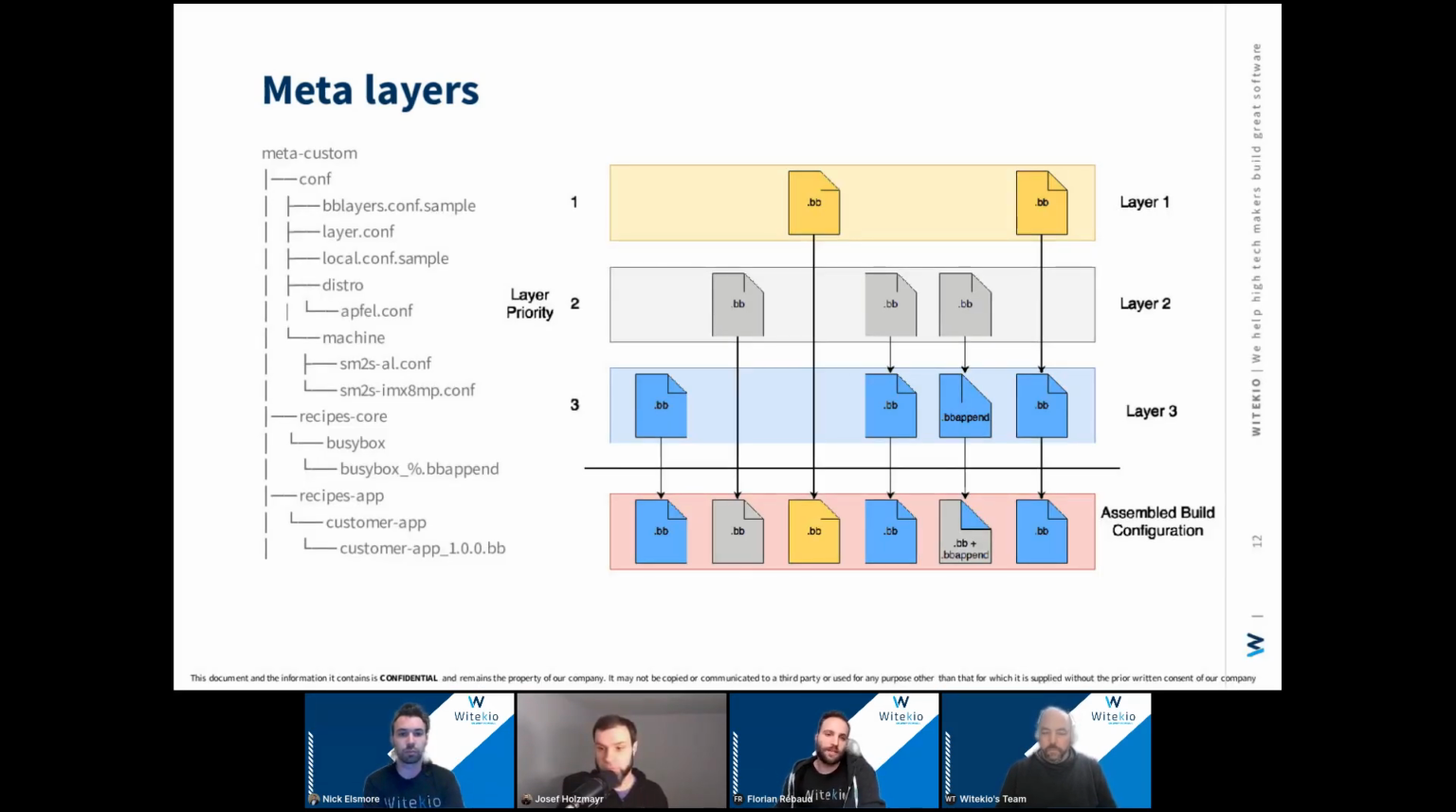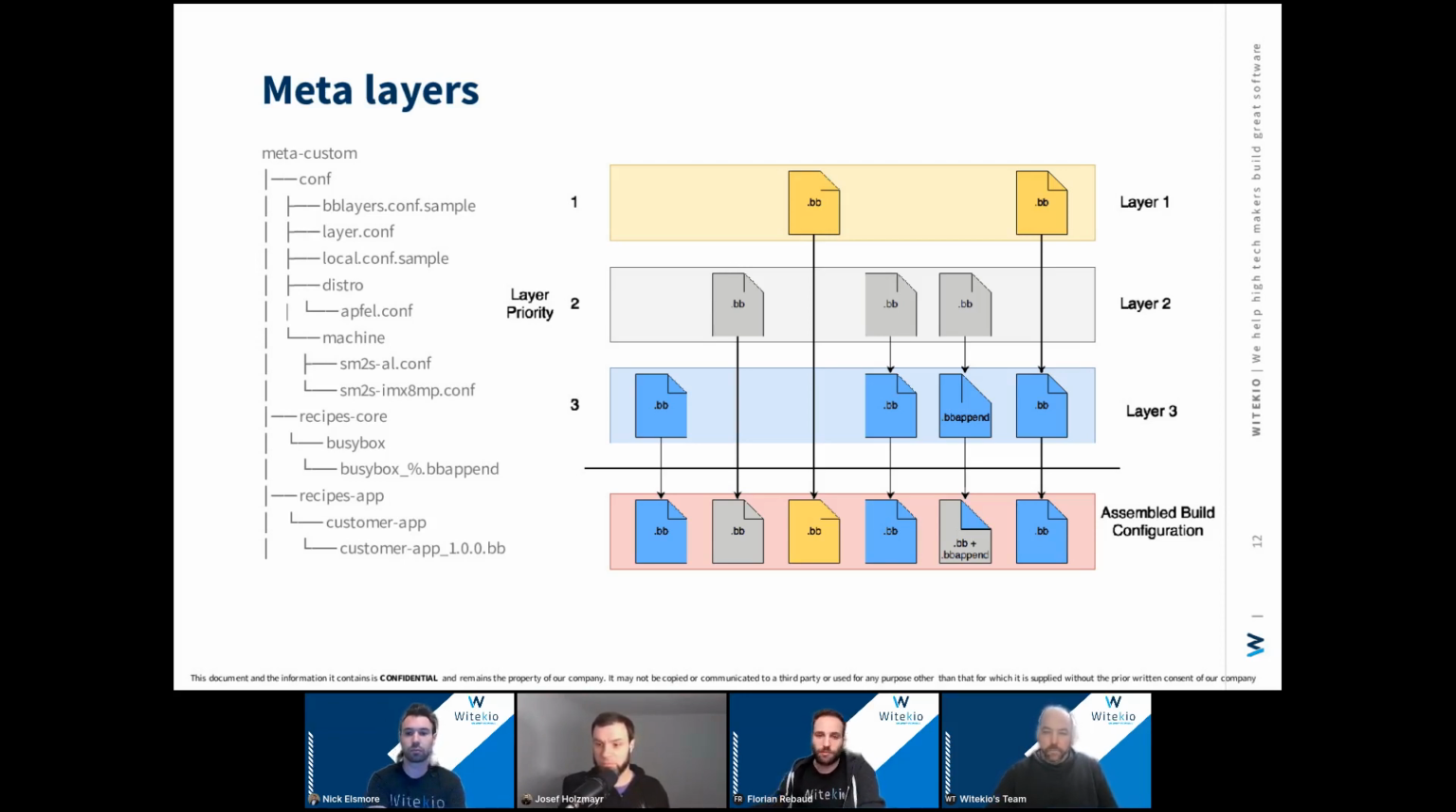So what does a meta layer look like? So on the left here, you can see that the meta custom contains one conf folder that's going to contain the configuration of your layer plus the definition of your machine and the definition of your distribution. We're going to dive into them in a little bit. Also, you're going to have in the recipes, for example, an update of the BusyBox and your own customer application.